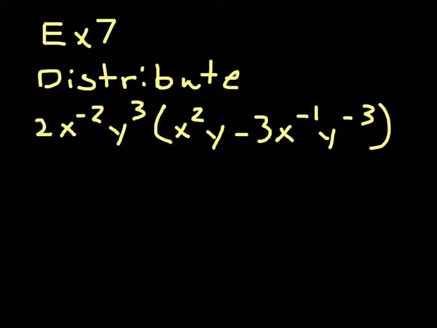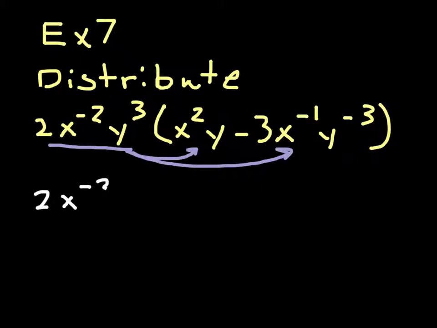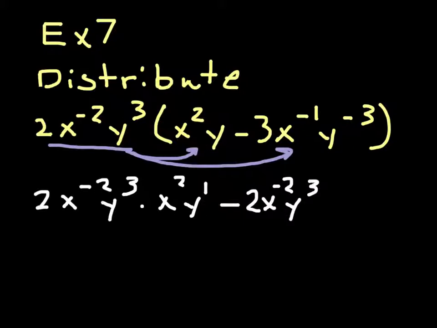Right, final problem that I have, and that's the distributive property. Now, I'd like you to simplify this by using the distributive property. So we're going to take what's outside times that, and finally times that. So I have 2x to the negative 2 y cubed times x squared y to the first, I'll write it, minus, and then the 2x to the negative 2 y cubed times 3x to the negative 1 y to the negative 3. Right now, the first thing I need to do is do my multiplication.